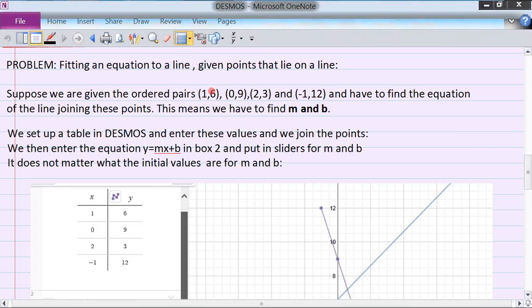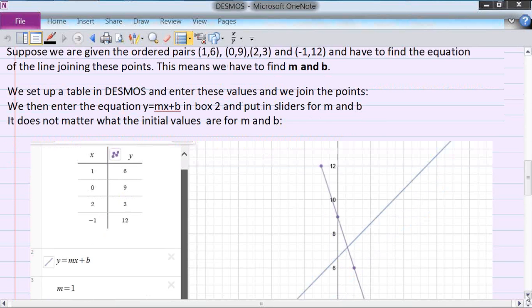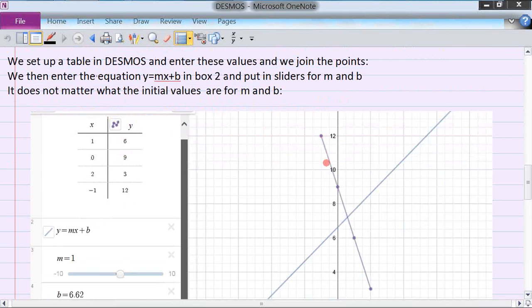Let's assume that the points are (1, 6), (0, 9), (2, 3), and (-1, 12). And there's entered here (1, 6), (0, 9), (2, 3), and (-1, 12). So these points are the 4 points that are shown here. We've connected, we click on here, and we show the points and connect them. So this is the line right here for the 4 points given.